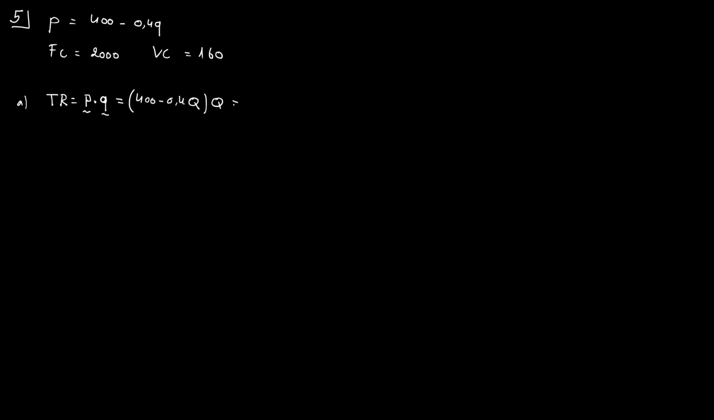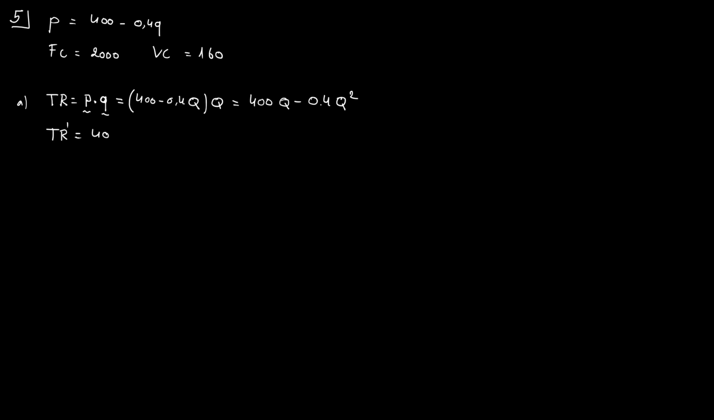So what do we end up with? Well, we end up with a function that looks as such: 400q minus 0.4q squared. Okay, now we're interested in optimizing this. And what do you remember? Well, if we want to optimize it, this is going to happen where our first derivative is equal to 0. So that means we take our total revenue function and we derive it. That little accent means that. So what do we get?